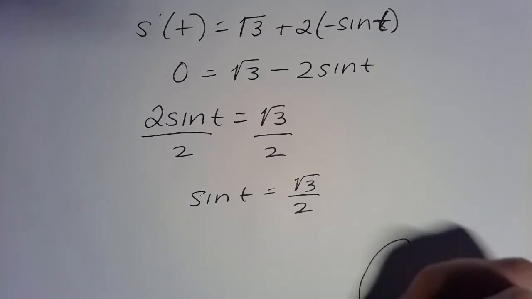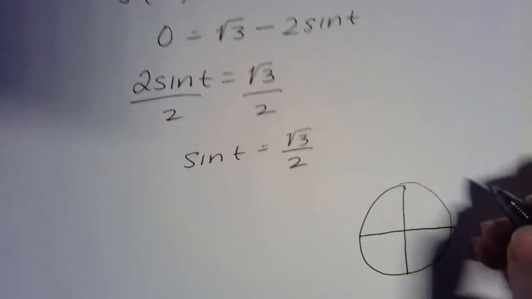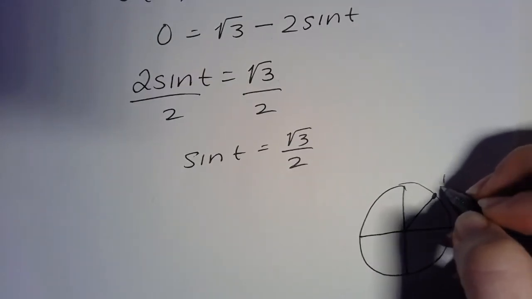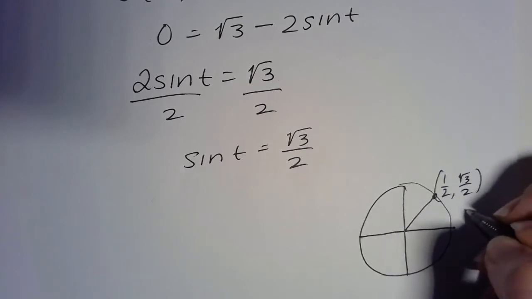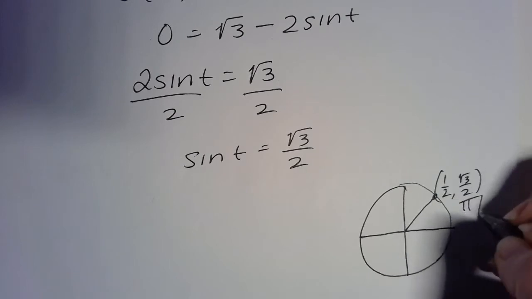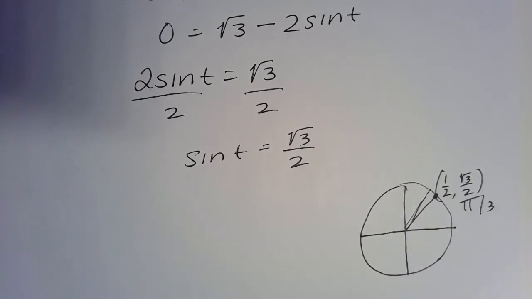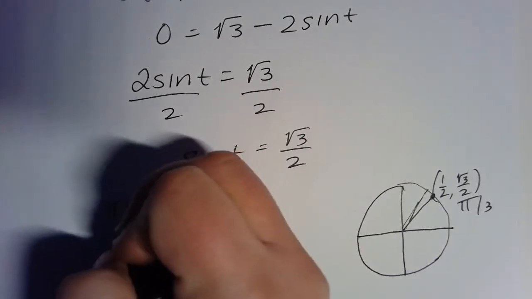Again, sine is my y-coordinate, and so this must be at one of these places here. That's 1/2, square root of 3 over 2, which is a multiple of pi over 3. So this is at pi over 3. Now my pi over 3 really should probably be more like up here, but I know that this pi over 3 will work for me.